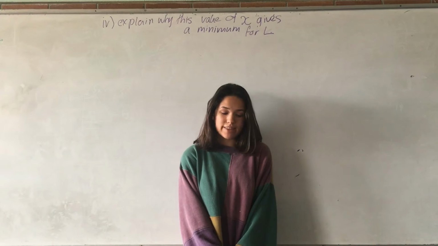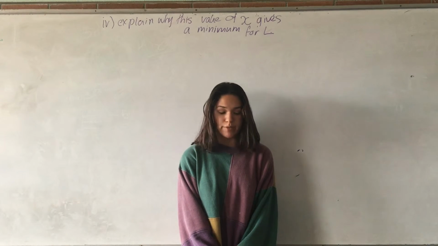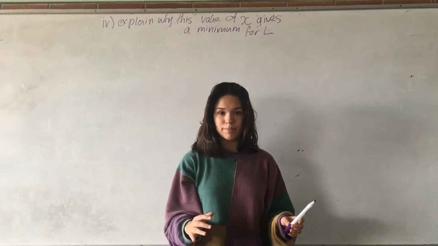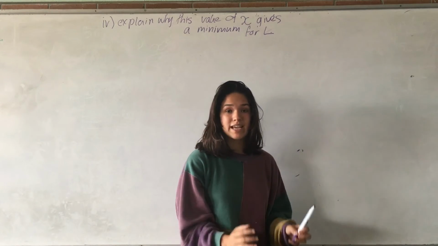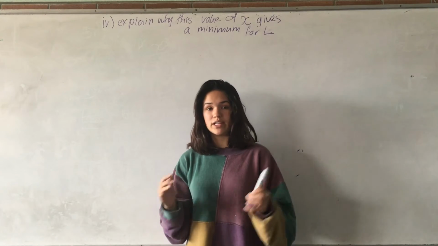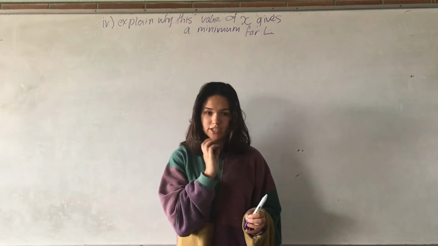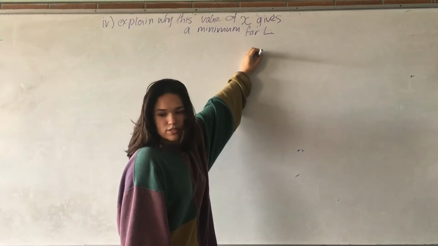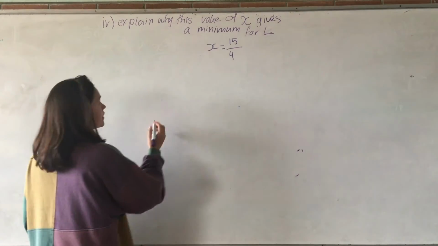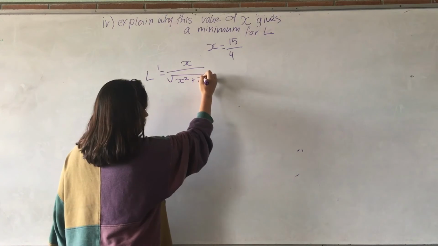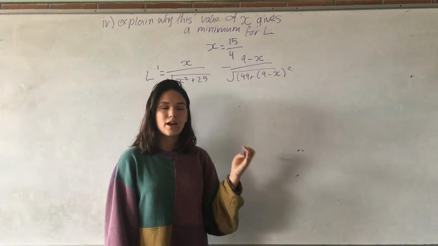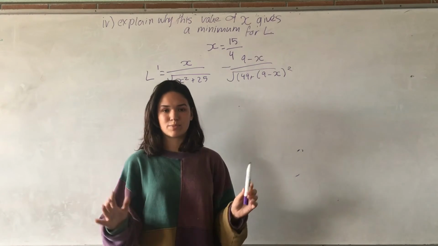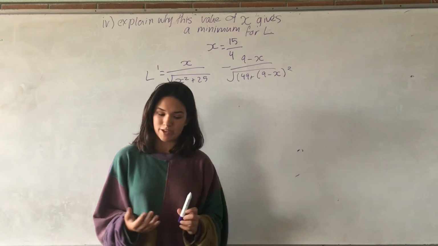Question 4, explain why this value of x gives a minimum for L. We're aware from the first question that in order to have a minimum, the left-hand side of your x value needs to be negative and the right-hand side of your x value needs to be positive when you sub it into the differentiation of your equation. So that's exactly what we're going to do with our x value from the last question. First thing I'm going to write out is L dash. Now I'm going to substitute in a point either side of my x value, and that's going to explain why this is a minimum value for L.